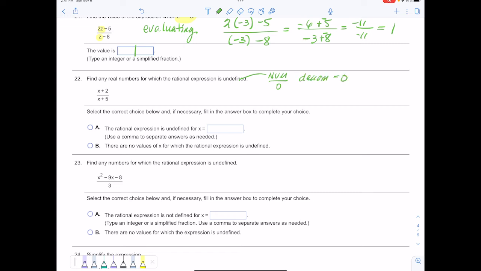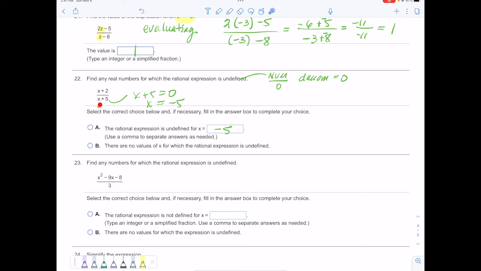So to find where the rational expression is undefined, I'm just going to take my denominator, which is x plus 5, and set it equal to 0. And then I'm going to subtract 5, and 0 minus 5 is negative 5. So the rational expression would be undefined when x equals negative 5.